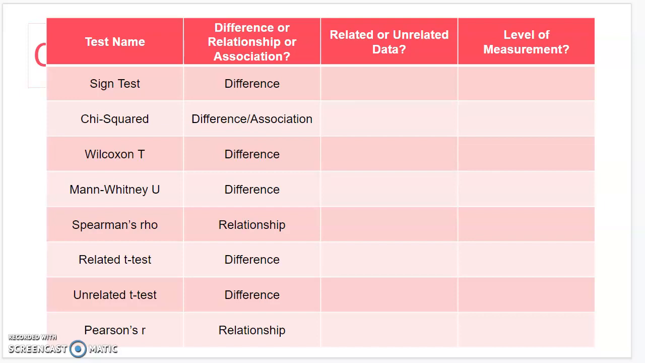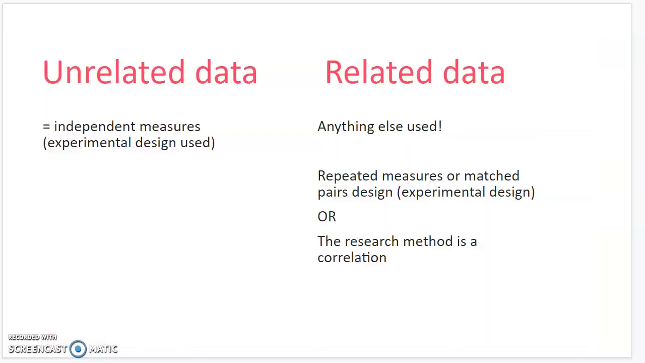The second decision that you need to make is whether the scenario you're looking at has collected related or unrelated data. Unrelated data means that you are firstly looking at an experiment, and secondly that an independent measures design was used. So that means you've got 2 groups of participants. One group does one condition and the other group does the other condition.